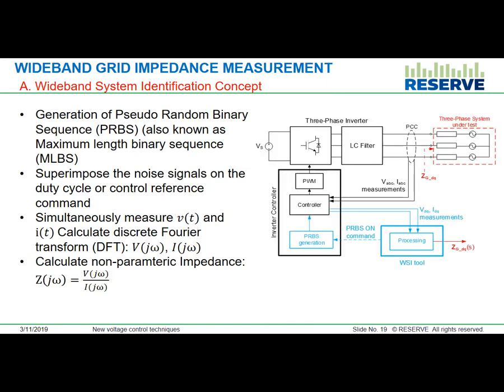So here's exactly what I explained. You have the noise generation, which adds the noise to the control commands, and the voltages and currents at the output are measured. Then the post-processing is nothing but calculation of the Fourier transform and calculation of the impedance, which is the Fourier transform of the voltage divided by the Fourier transform of the current.